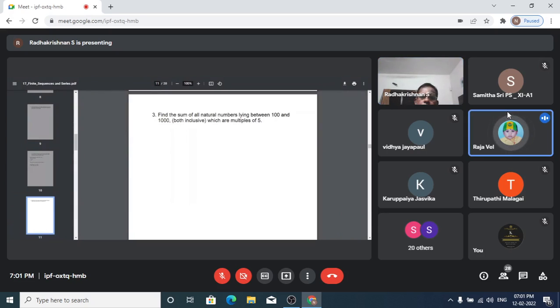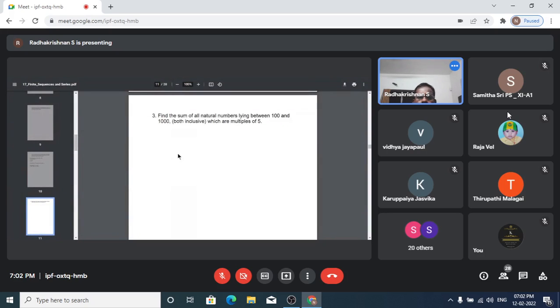N is equal to 180, sir. N is equal to 161, sir. N is equal to 181, sir. Yeah. N equal to 181, and that is the right answer. Okay. So Karupaya, you said that, right? N equal to 181, right?